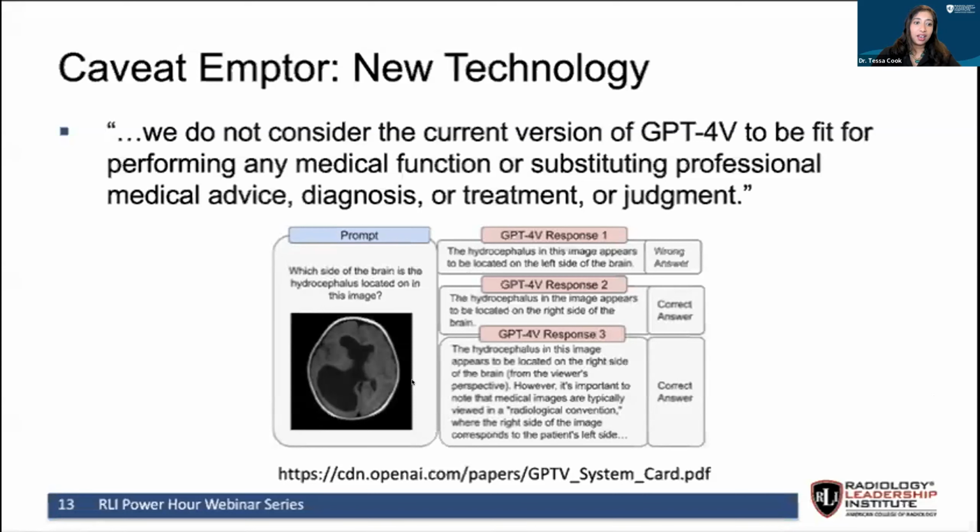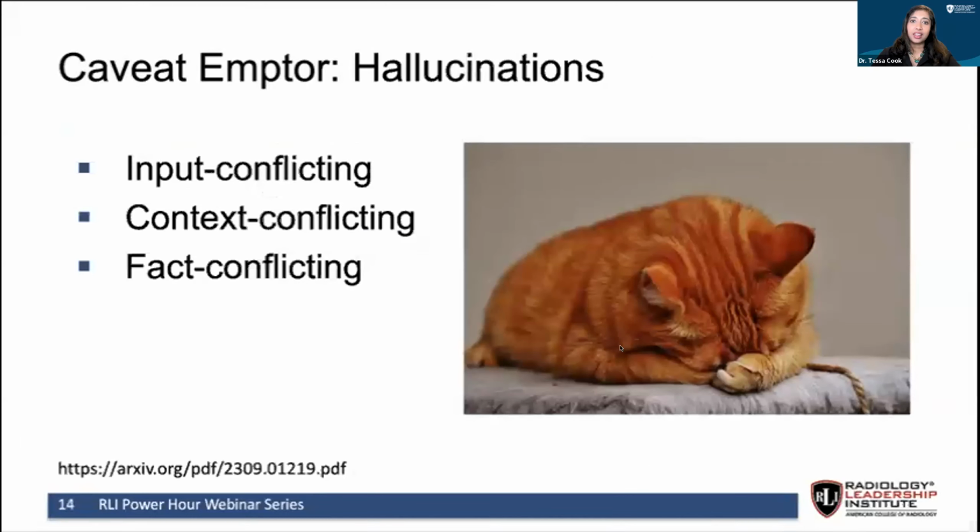So they provided this single image of a head CT with hydrocephalus, and they said, which side of the brain is the hydrocephalus on? And the first response they got back was not radiologist left, but rather image left. Oh, it's on the left side. But as we all know, this is in fact the right side of the brain. And then subsequently, they tried again, and they got correct answers, and they got different answers, which is something, if you haven't played with this, it will respond to the same question in different ways from time to time. So there are certainly things to be mindful of.